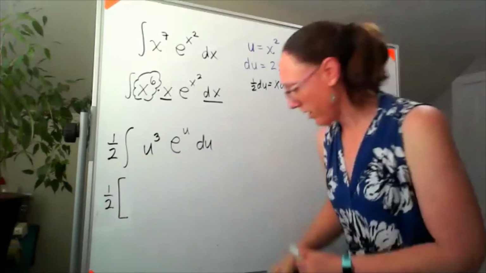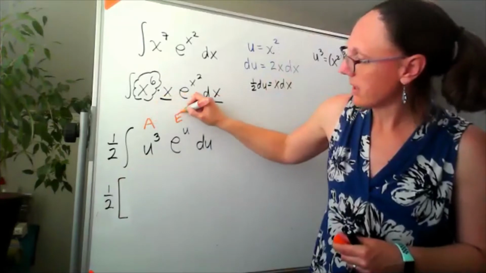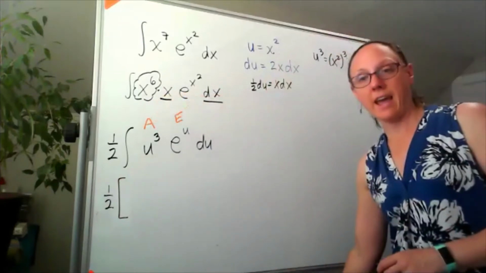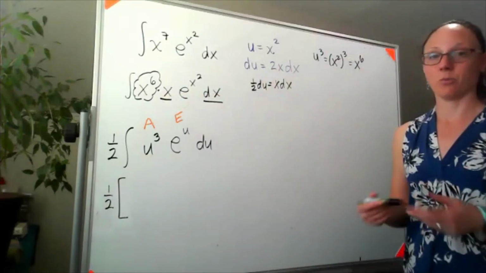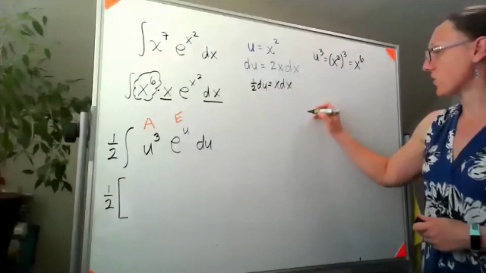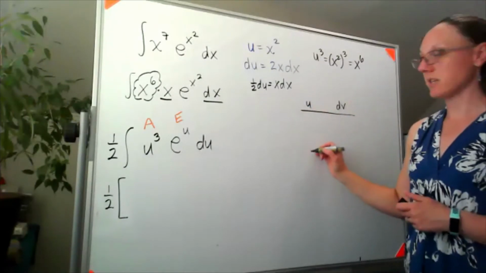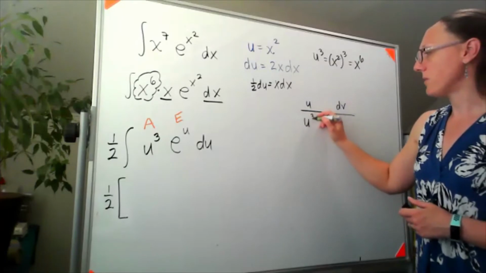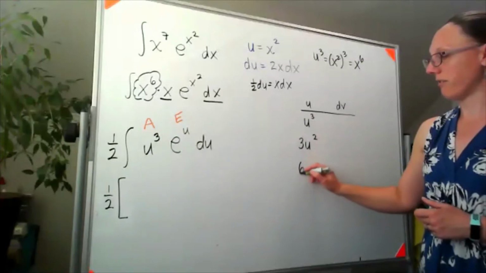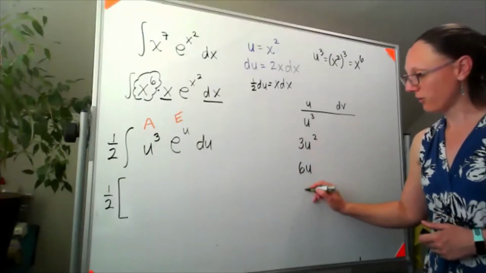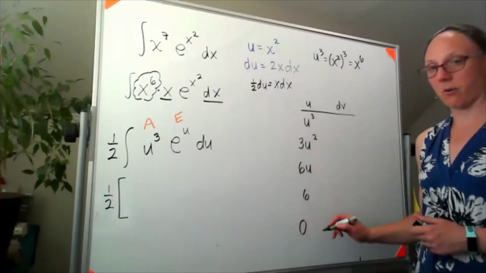This is a mixture of algebra and exponentials. Since A comes first in the word LATE, I know that u cubed is the piece I would be taking derivatives of. So I'm going to start off with my u's and my dv's. So I'd have u cubed, take the derivative, I'll get 3u squared. Another derivative, I'll have 6u. Another derivative, I'll be at 6. And I need to take these derivatives until I get down to 0.